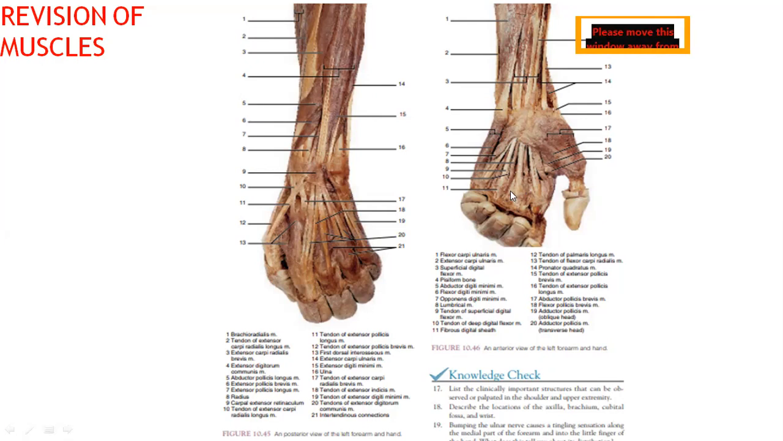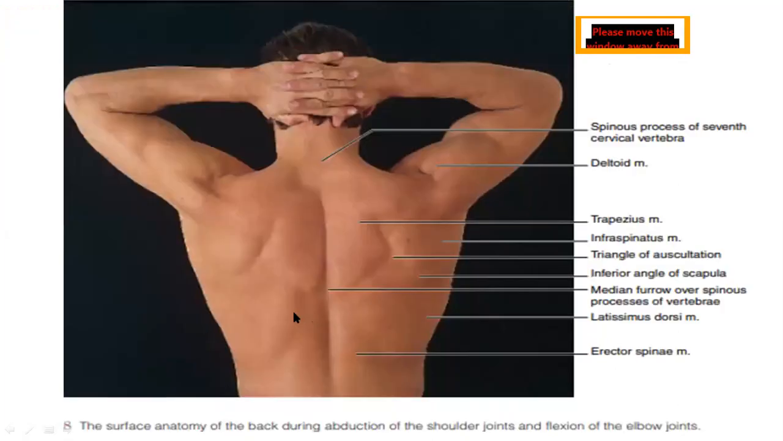So what are the various muscles we see? We see the palmaris longus, flexor carpi radialis, flexor carpi ulnaris, flexor digitorum superficialis, isn't it? Flexor digitorum profundus, flexor pollicis longus tendons, which are moving below the flexor retinaculum to enter into the palm and then get inserted into the digits.